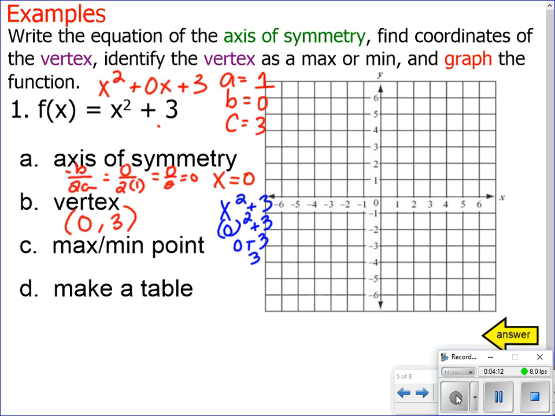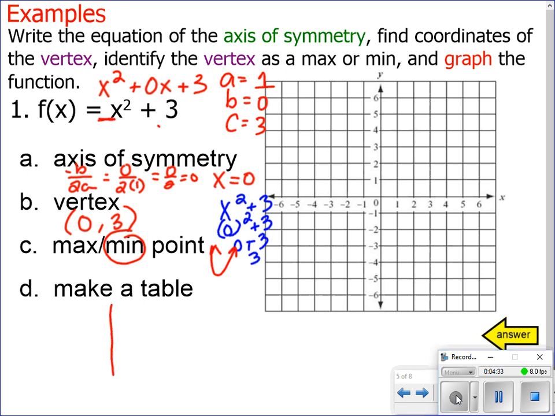Is this going to be a maximum or a minimum? Well, because A is positive, my parabola is going to open up, which means that I'm going to have a minimum point. Again, this will be helpful just to make sure that my answer is reasonable. When I finish my answer, my parabola should open up and my vertex should be at the bottom.